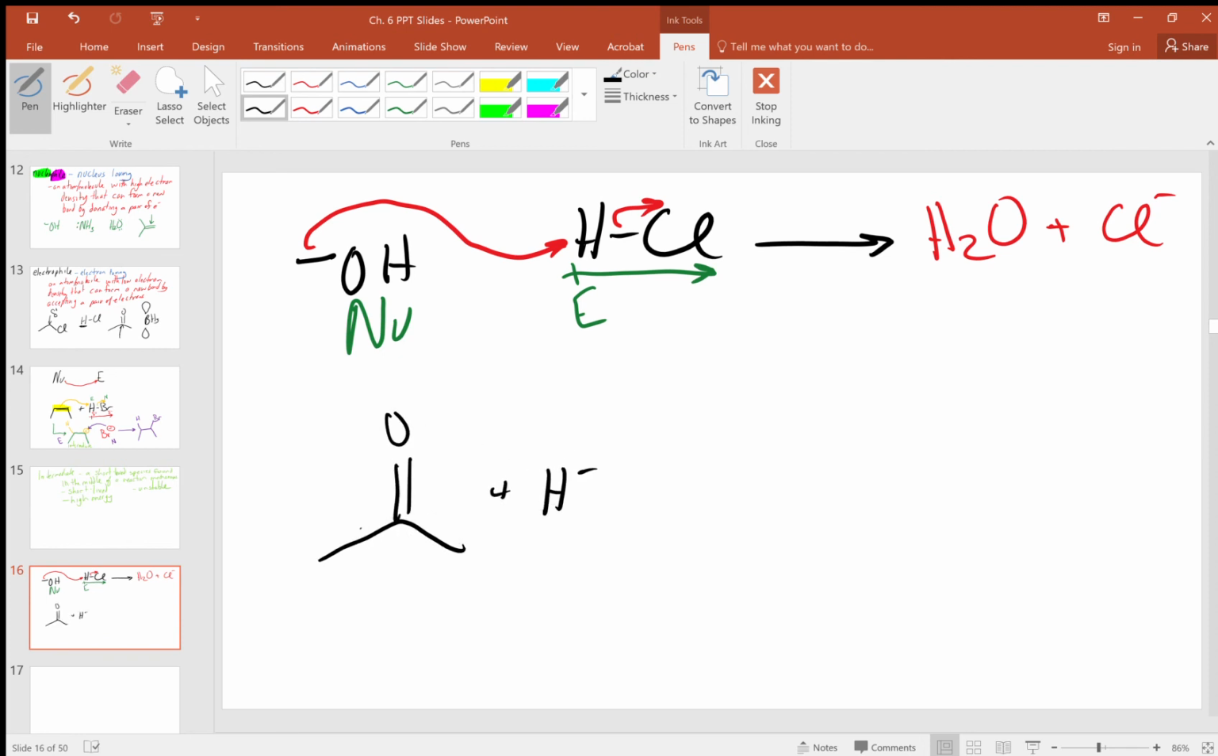Here's another example. Carbon double bond to oxygen, or carbonyl. Carbonyls are highly polarized towards the oxygen. That means our carbon of the carbonyl is almost always an excellent electrophile. H-, being negatively charged, has high electron density, which makes it a good nucleophile. And so our nucleophile here, H-, attacks the carbon of the carbonyl.